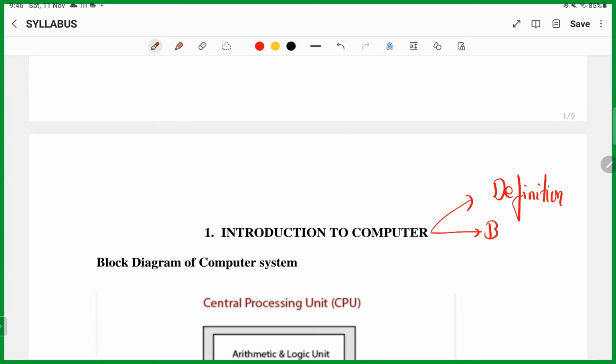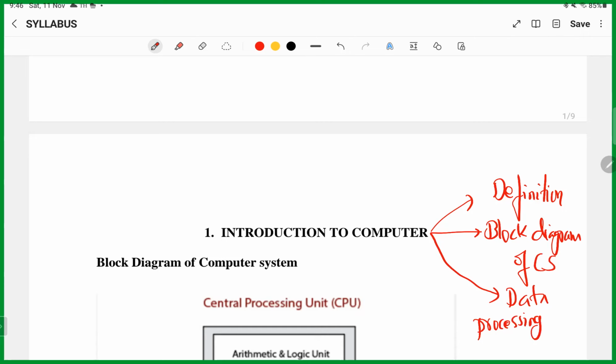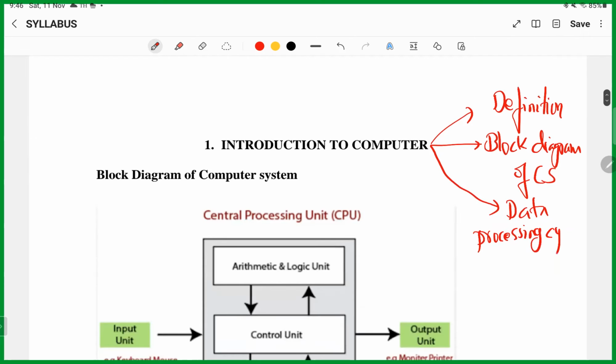Then you'll be studying the block diagram of computer, the block diagram of a computer system. The third one is the data processing cycle. Don't worry. These are very simple topics. Words are complicated, but the things are very simple. 3 things you'll be studying: definition, block diagram, data processing cycle.